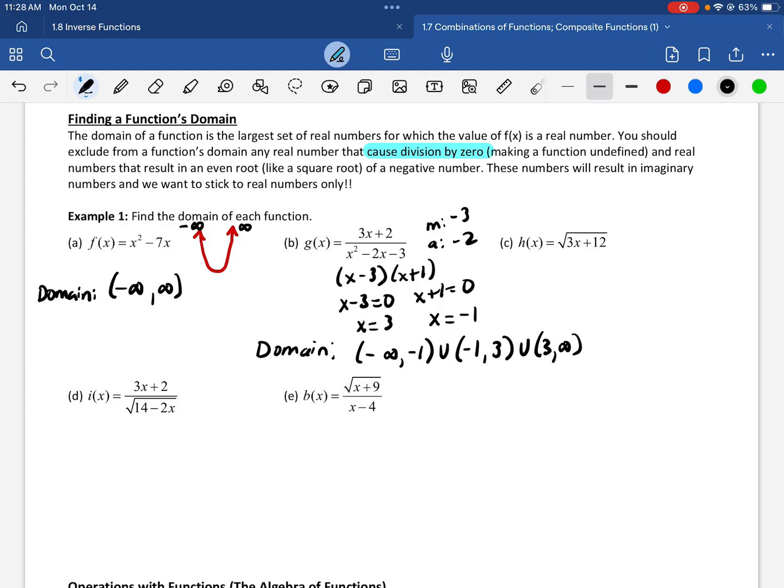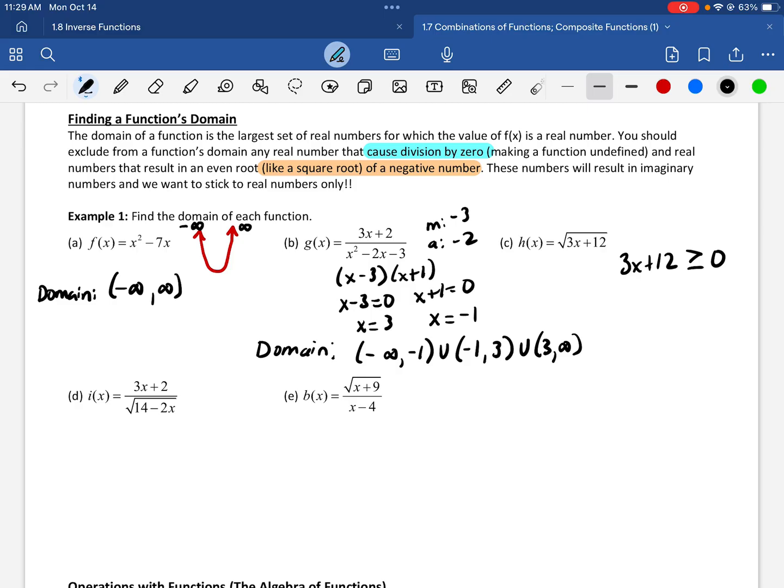Okay, this next one here is a square root. So this is going to fall into that case of what might possibly give us a square root of a negative number, which we can't do. We want to stick to the real numbers. So we need to figure out what would possibly make the part underneath this square root negative. We're going to take what's underneath that square root and say we need it to be greater than or equal to 0. Basically, we need it to be not a negative number.